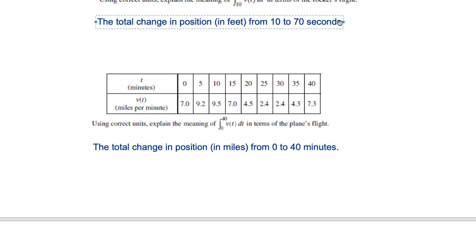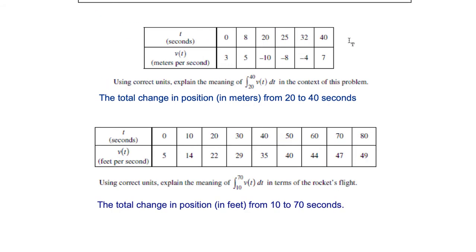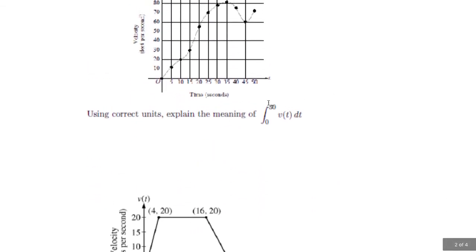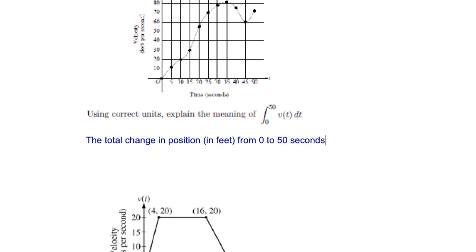Should I be adding periods to these? Does it matter? Okay. Coming down here, using correct units, explain this one. So another explain. So this is going to be the total change in, okay, so integral of velocity is position. From, position, in, okay, what are our units of position? So we were in, I think this is feet here. Feet per second is kind of hard to see. I'm going to say in feet from, our bounds are 0 to 50, and our units are now seconds. Done.